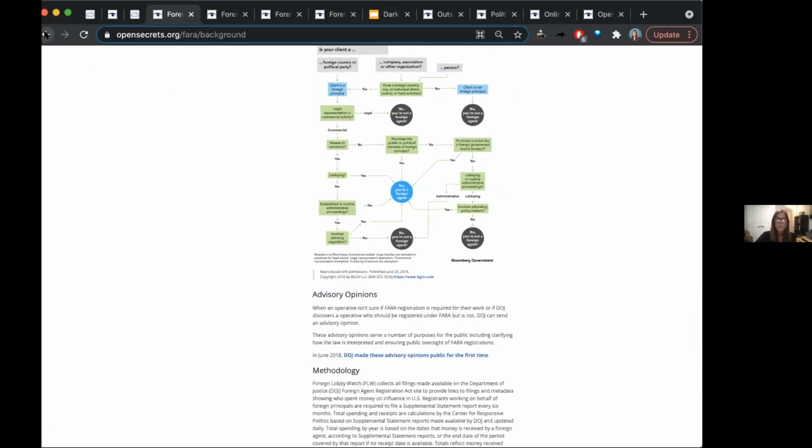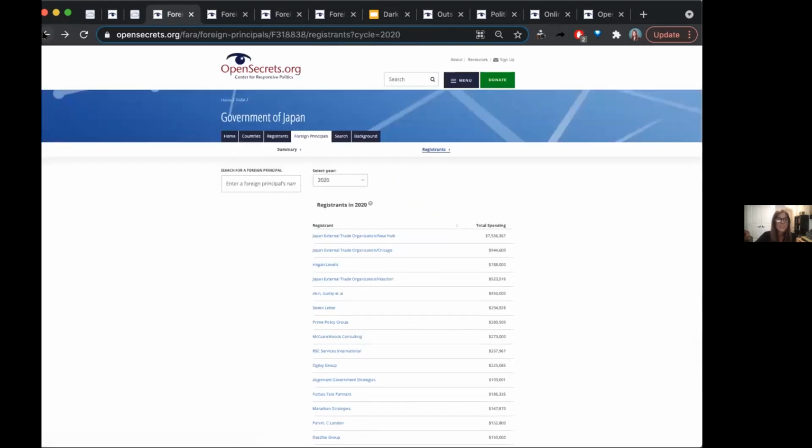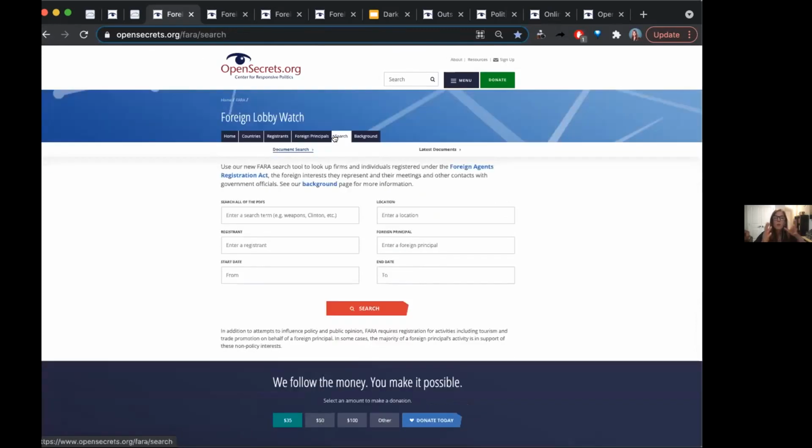And I know I'm short on time, so I won't go through all of this, since I would love to be able to go through the dark money as well. But one more tool on the Foreign Lobby Watch section is our search tool, where you can have a full text search of any FARA filing dating back to the 1940s.